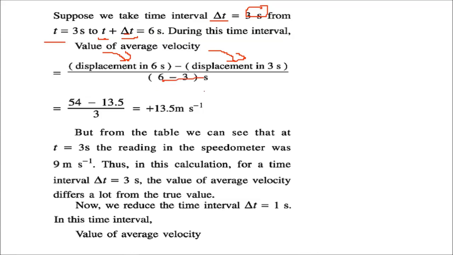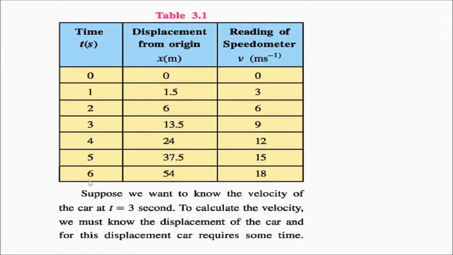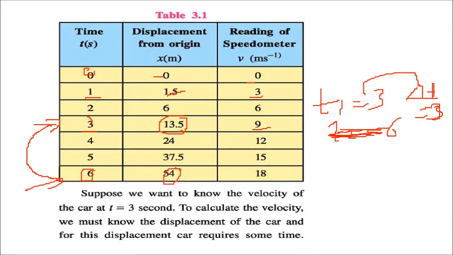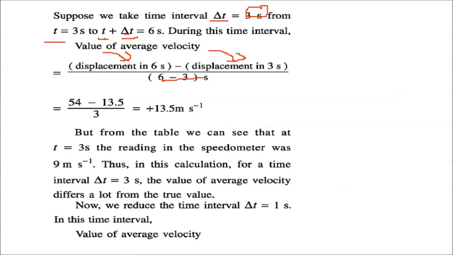So what is the displacement at 6? See, displacement at 6 is 54. Displacement at 3 is 13.5. So when we take these values 54 and 13.5, we subtract them, divide it by 3, we get some 13.5.